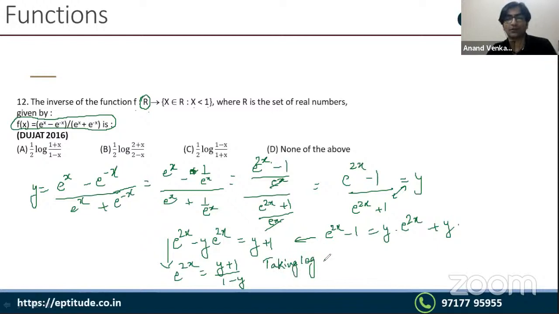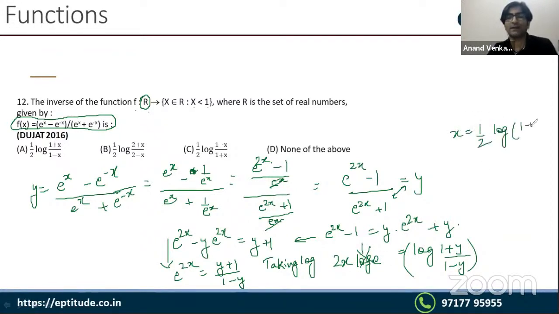Taking a logarithm, what will happen? The left hand side will become 2x into log of e is equal to log of (1 plus y) upon (1 minus y), है ना? तो बेसिकली log e तो होता है 1, तो ये तो 1 हो जाएगा, तो x हो जाएगा half of log (1 plus y) upon (1 minus y), right? And this in fact is f inverse of y.